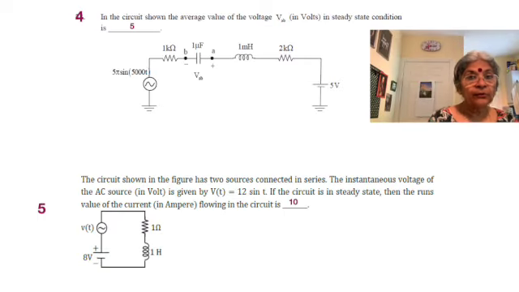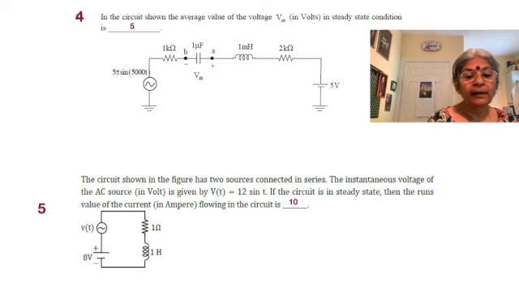Okay. So the same concept perhaps is true for the fifth problem also, where we have an AC source and a DC source, a 1 ohm resistor, as well as a 1 Henry inductor. So let's see what the reactance value is. For that we need the omega value of Vt. Let's read: the circuit shown in the figure has two sources connected in series. The instantaneous voltage of the AC source in volts is given by Vt equal to 12 sin t.